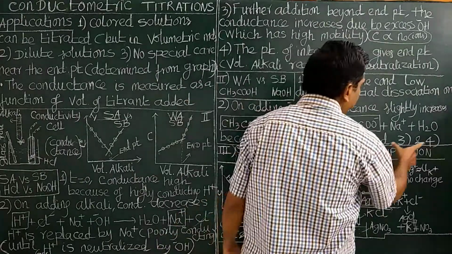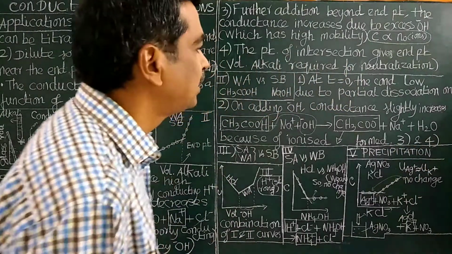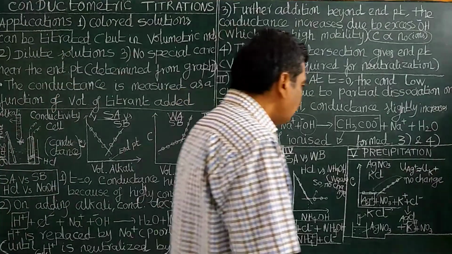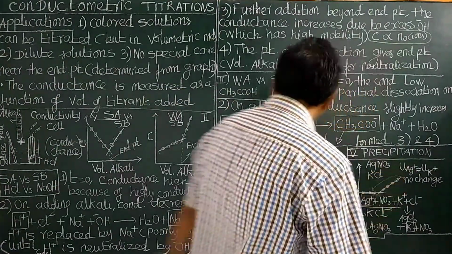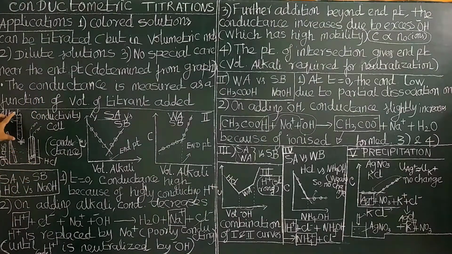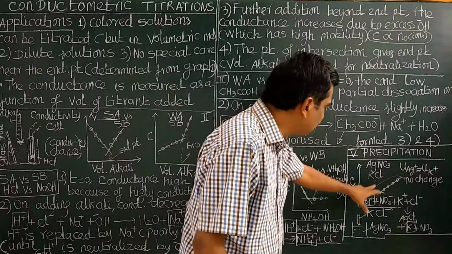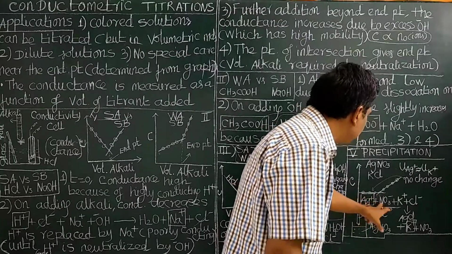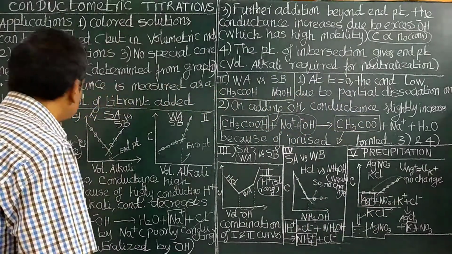Let us now see precipitation titration. Precipitation titration can also be carried out by the conductometric titration method. For example, silver nitrate is taken in the beaker and potassium chloride is taken in the microburette. This is the titration curve for the precipitation reaction. In the beginning we have Ag+ and NO3-.